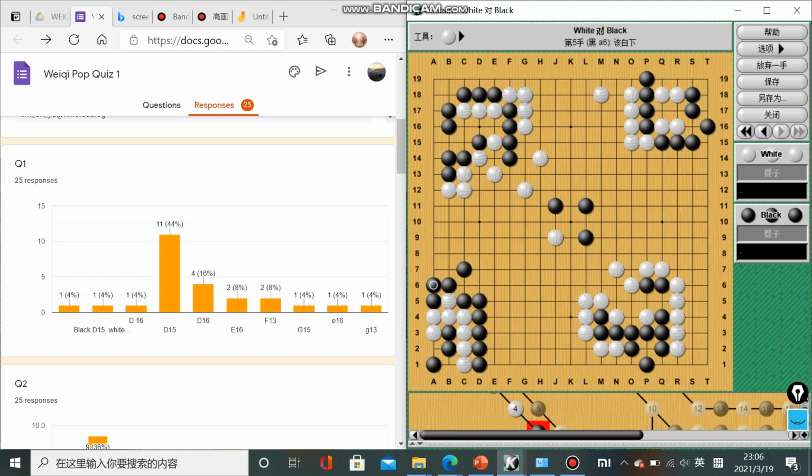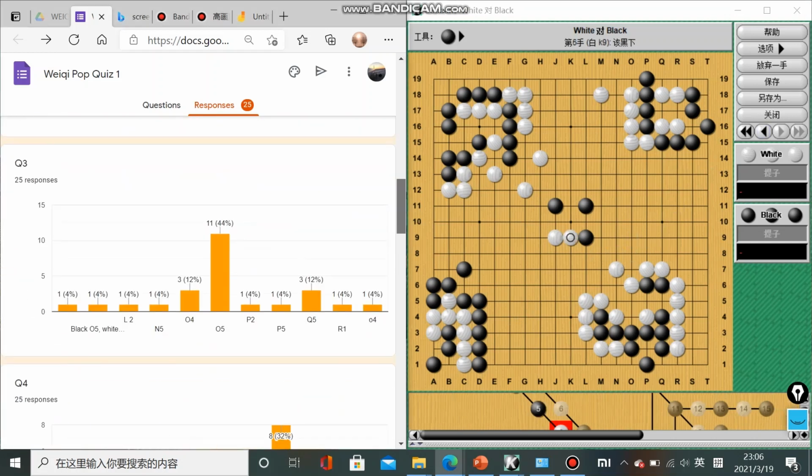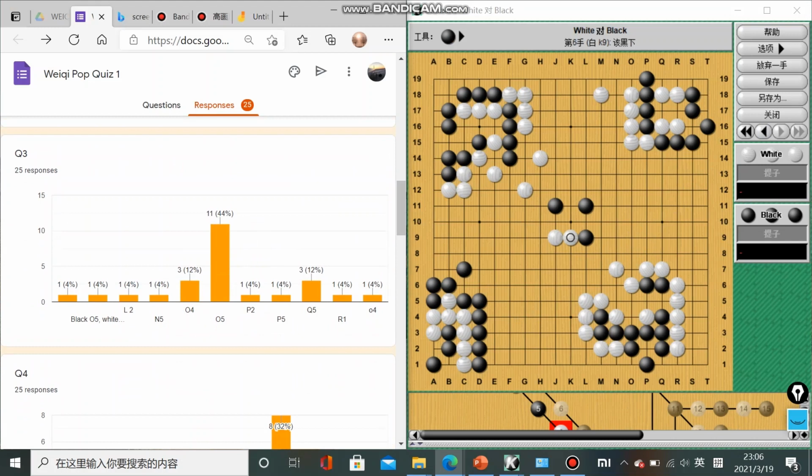Question 3. Similarly, 11 of you got it correct. So a possible way is this. Remember to sacrifice this small apple to have the big watermelon alive.